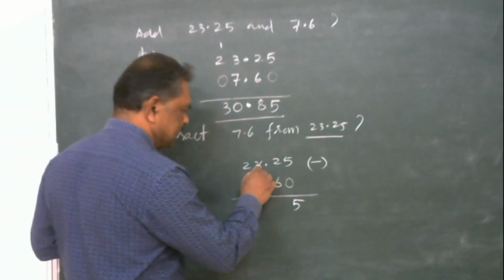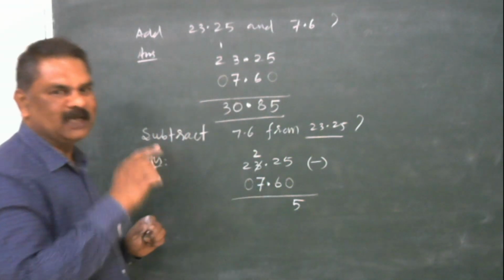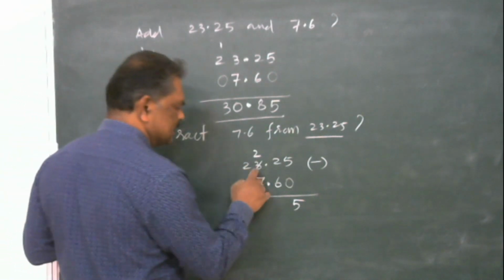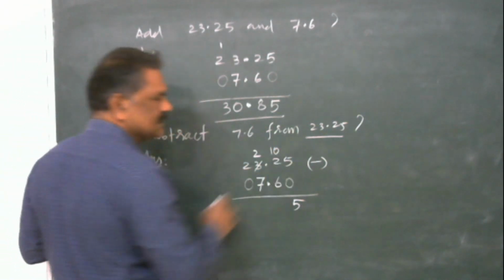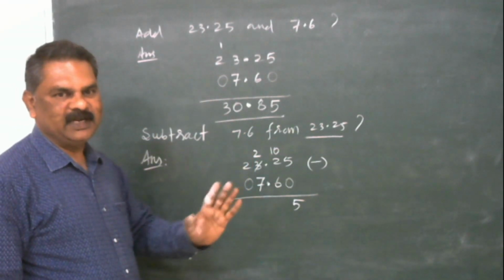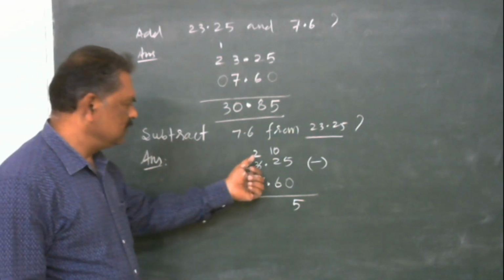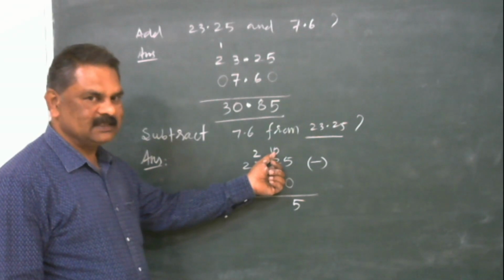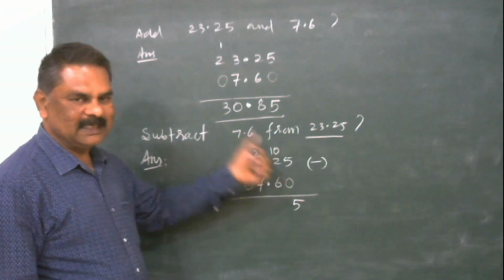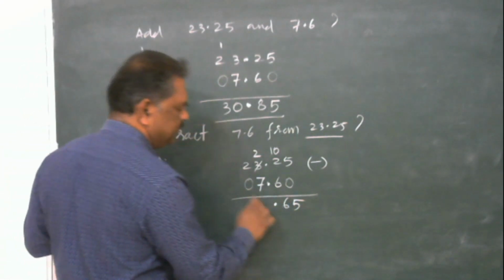You convert this, 1 ones is equal to 10 tenths. Okay, so 1, if we divide into 10 equal parts, we will be having 10 tenths. So 1 unit is equal to 10 tenths. So already 2 tenths are there, 10 plus 2, 12 tenths are there. You take away 6, remaining 6 will be there.